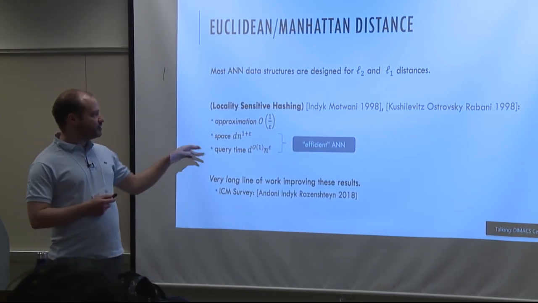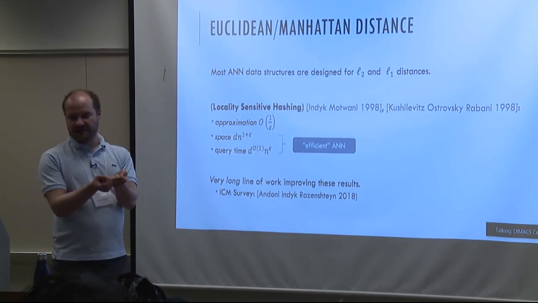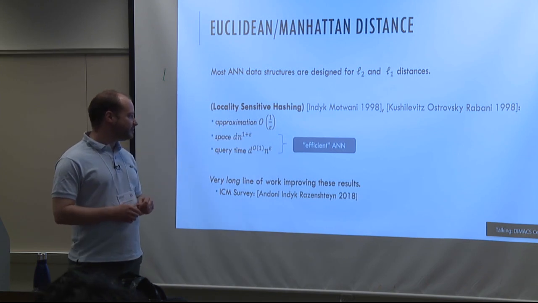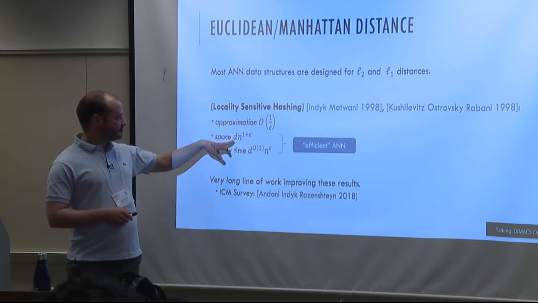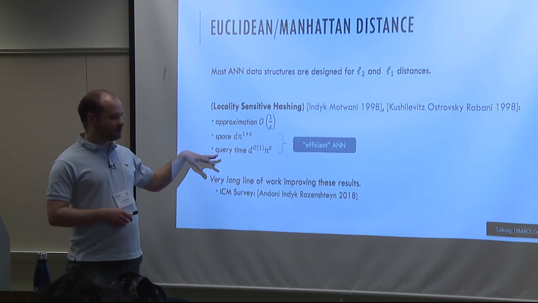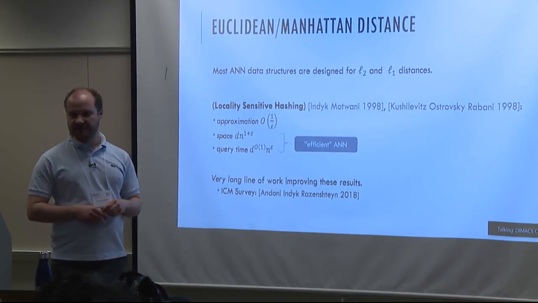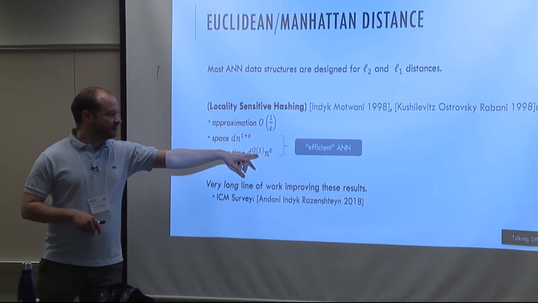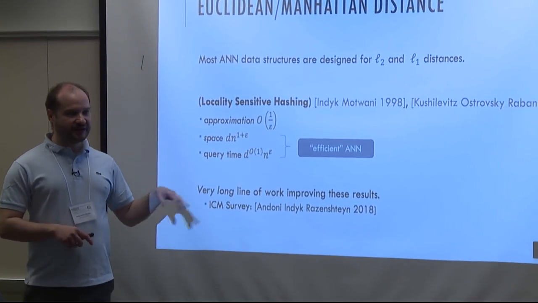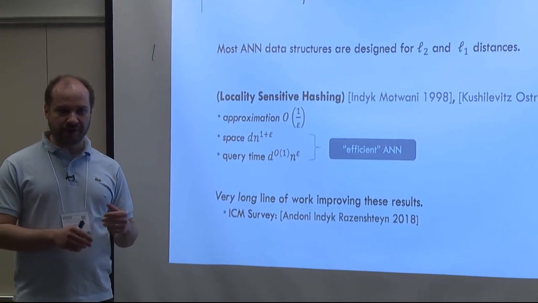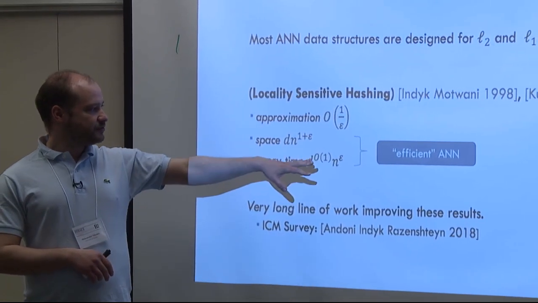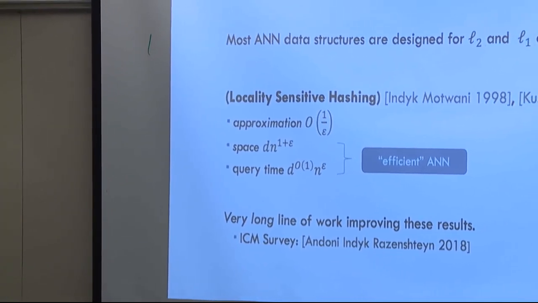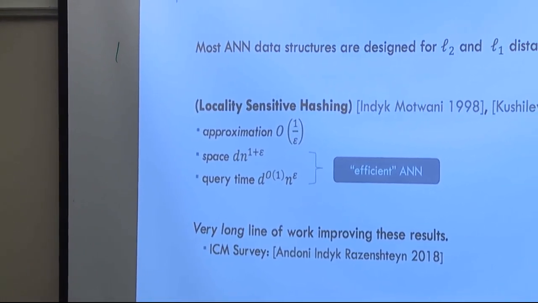We can achieve an approximation on the order of 1 over epsilon, where epsilon is a parameter that you can choose, with space which is almost linear, on the order of d n to the 1 plus epsilon. And query time which is polynomial in dimension and sublinear, so it's n to the epsilon. So think of epsilon as 1 over 2 maybe, then you can achieve square root of n query time. Okay, so certainly non-trivial, much better than linear search.